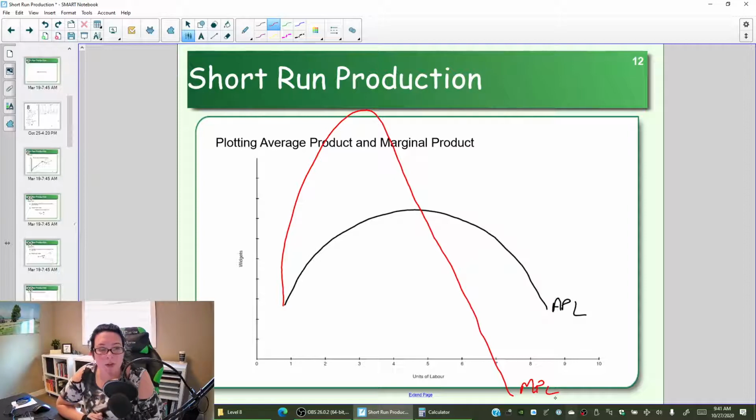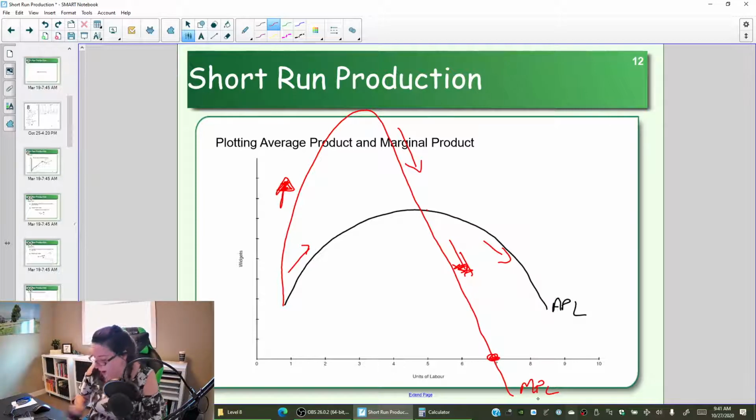Okay, so we need to figure out what causes our marginal product to go up, because we know that when the marginal is above the average, it pulls the average up. And we need to figure out what makes the marginal go down, because when the marginal is below the average, like here, it's going to make that average start to decrease. And we need to recognize why the marginal product becomes negative.